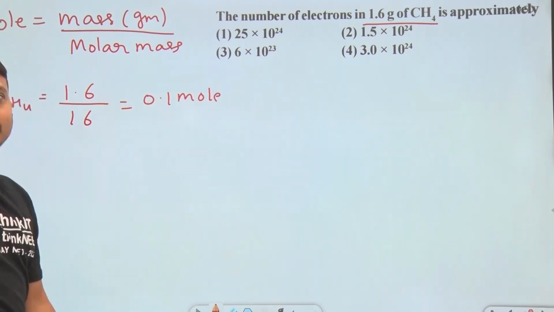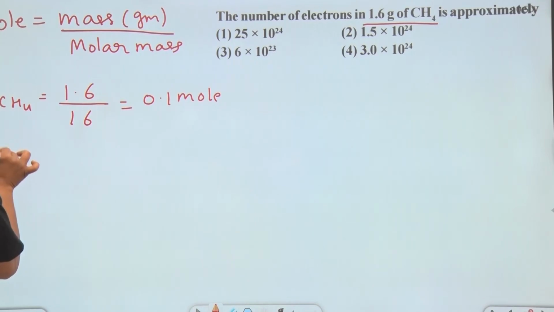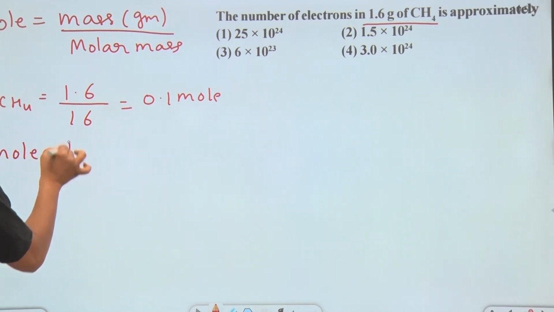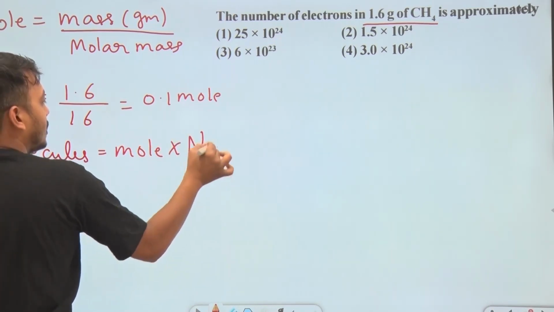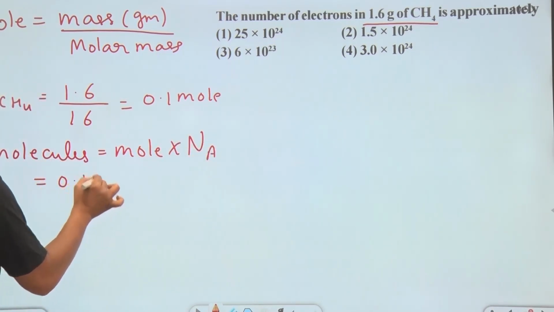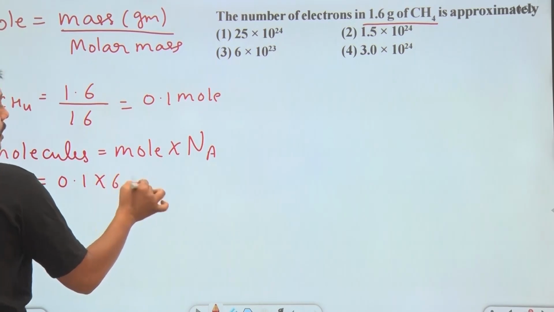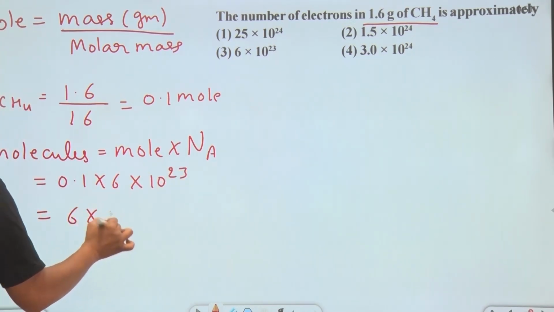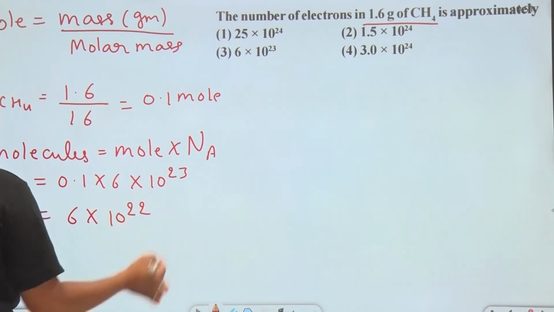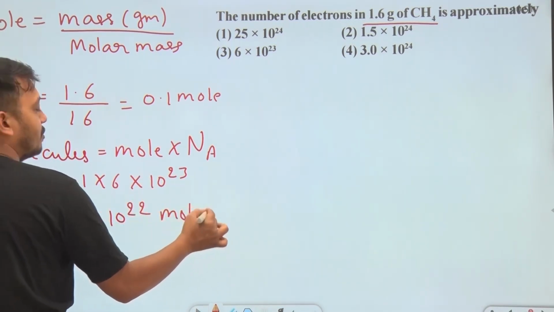Now we have to determine the number of molecules. So the number of molecules is equal to mole into Avogadro's number. Here the value of mole is 0.1 and the value of Avogadro number is 6 into 10 raised to the power 23. On solving this, we get 6 into 10 raised to the power 22 number of molecules of methane.